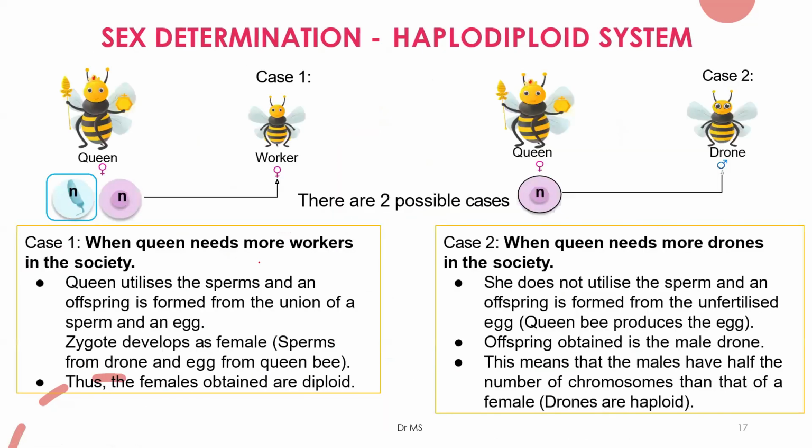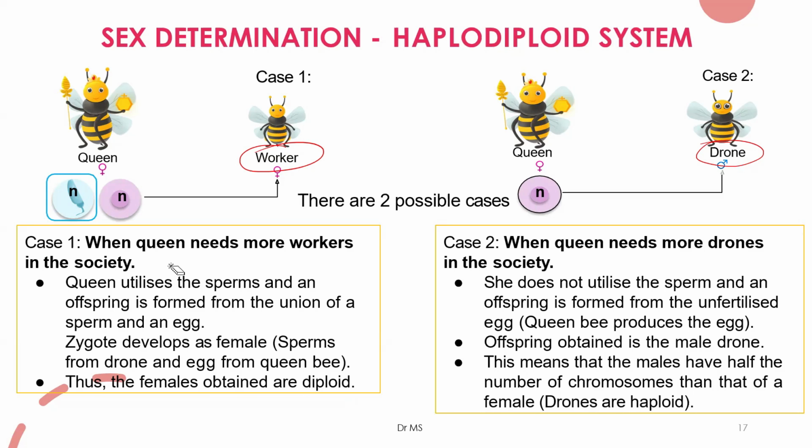So how does she do that? Two scenarios: when the queen needs more workers in the society, or when the queen needs more drones. First, suppose she is making this honeycomb and needs more workers to collect the honey from different plants, from the flowers, she will make the workers. No, if she wants only to increase the population, then she will increase the number of drones. Those are the two possible cases, and it's under the control of the queen.